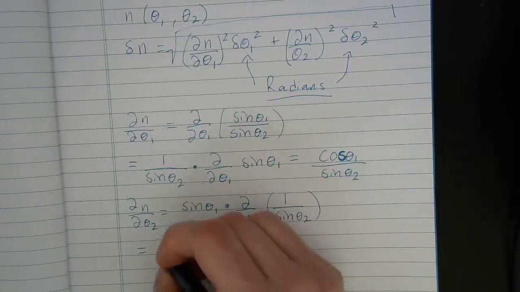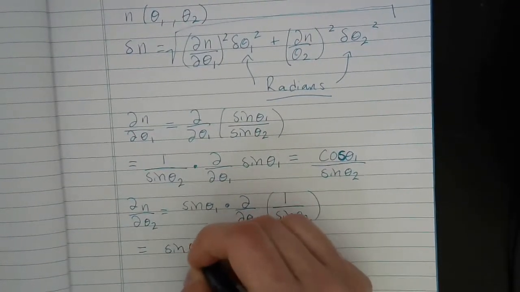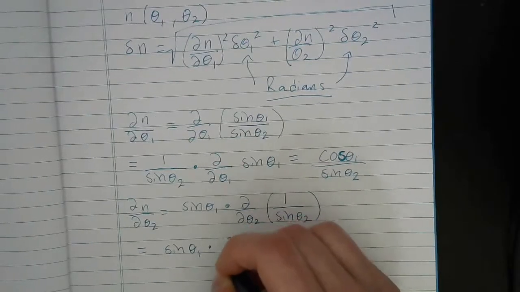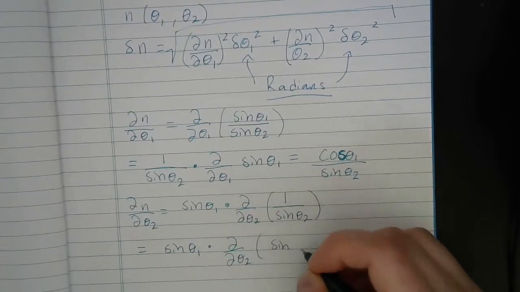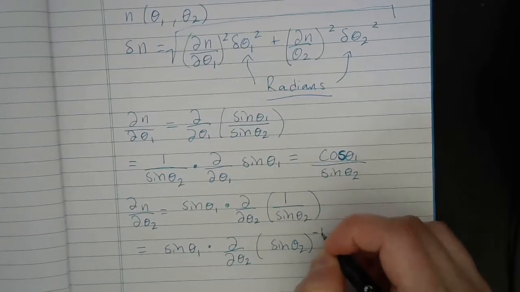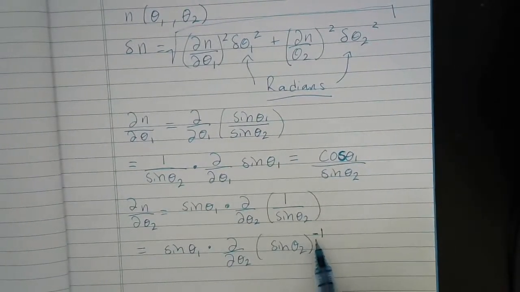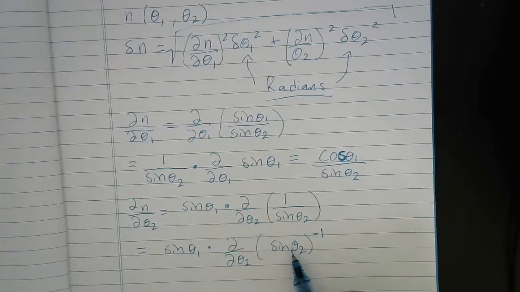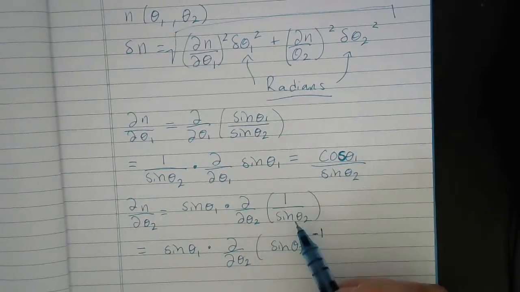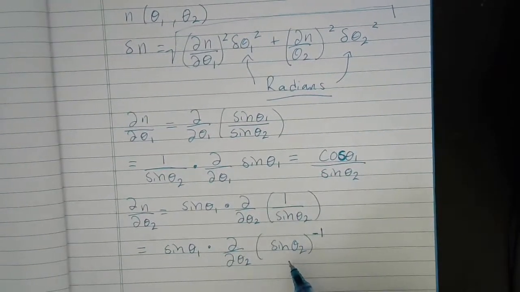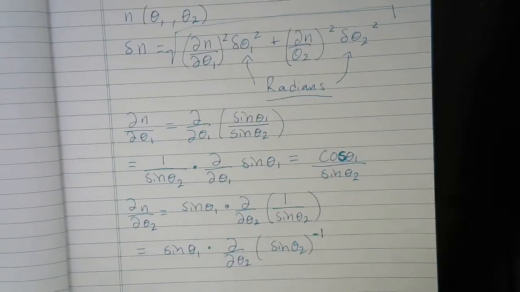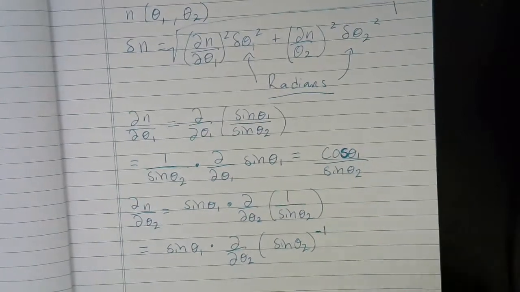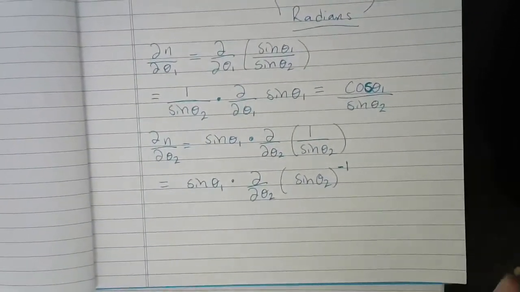So that gives us sine theta 1 times ∂/∂theta 2 of sine theta 2 to the power of -1. Note that this is just saying that it is to the power of -1, so it's 1 over sine theta. It is not the inverse sine function. That gives you a different calculation, so make sure that you are not confusing the two.